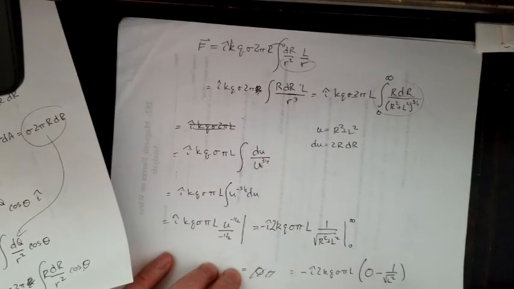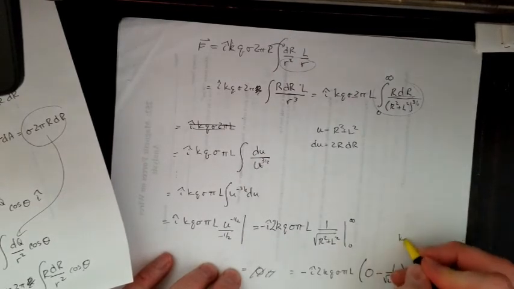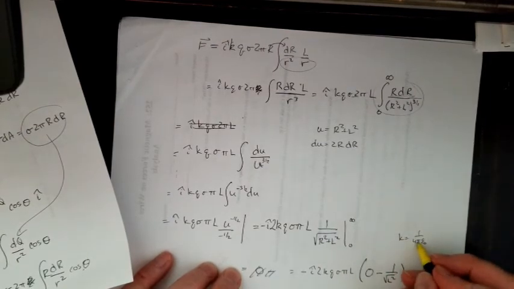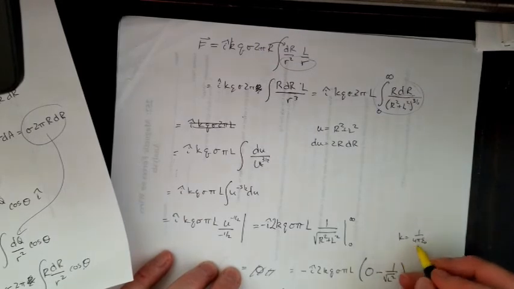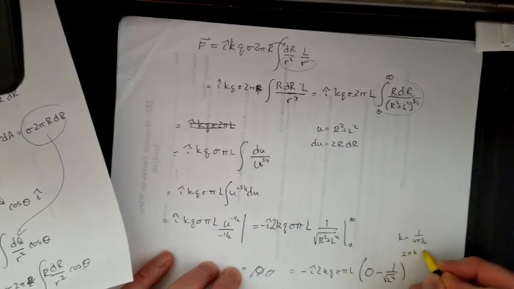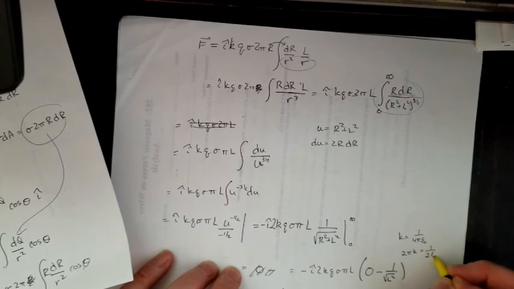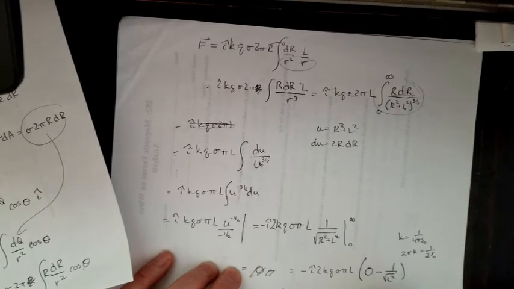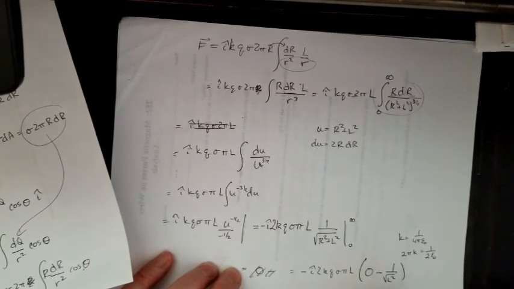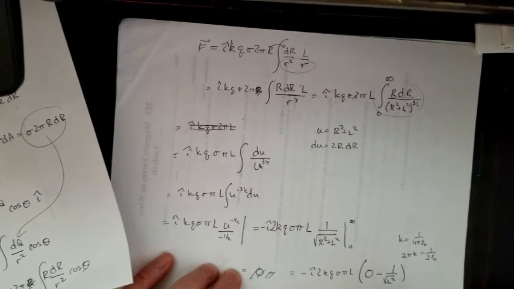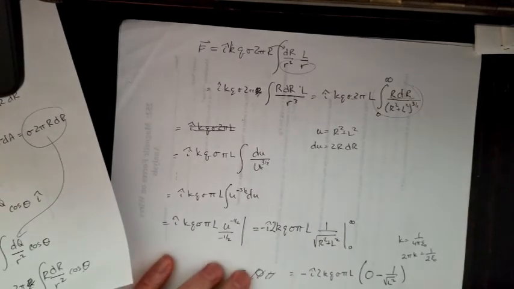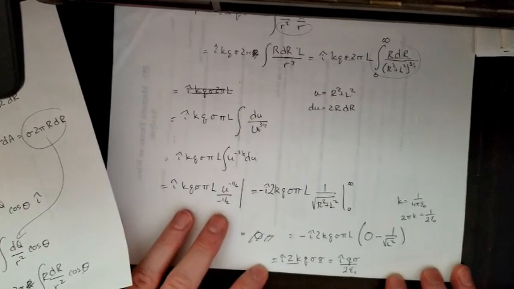Now, putting it in a slightly different form, I know that k is equal to 1 over 4 pi epsilon sub naught. So if I multiply both sides by 2 pi, I get 2 pi k is equal to 1 over 2 epsilon sub naught, and there's my 2 pi k. So I'm left with I hat q sigma over 2 epsilon sub naught.